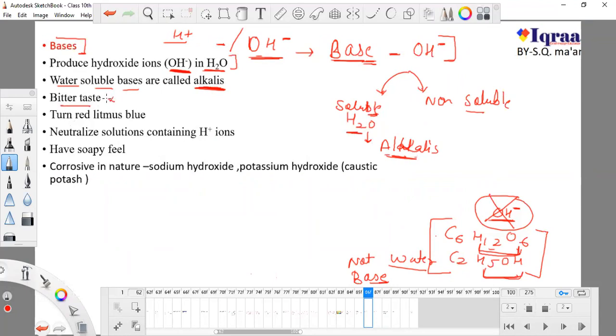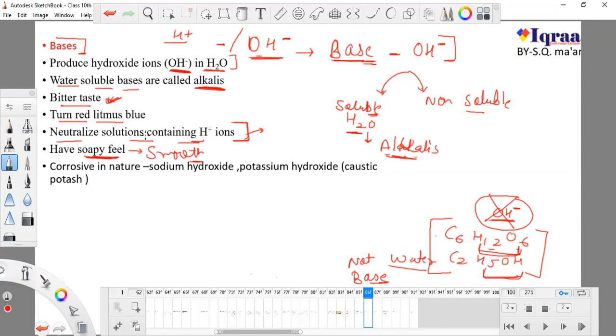They are bitter in taste. I don't think that you need to explain this. They turn red litmus blue, and they can neutralize H plus ions. We will study it in detail in other classes. And they have a soapy feel. What is a soapy feel? We know about soaps, shampoos, toothpaste, how they feel, like our fingers are gliding over. So bases have a soapy feel, or we can say a slimy feel or glidy feel, or they are very smooth in nature.